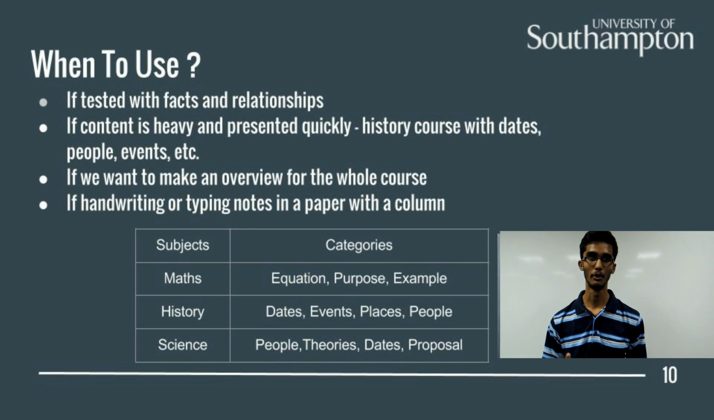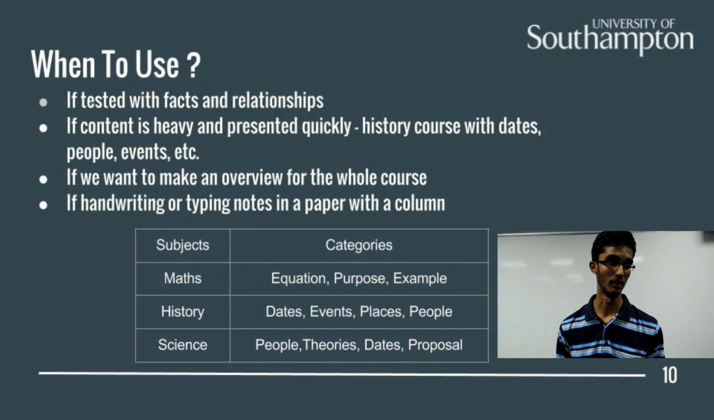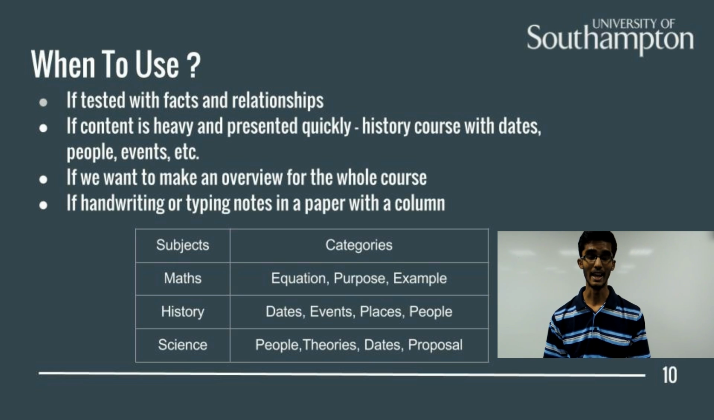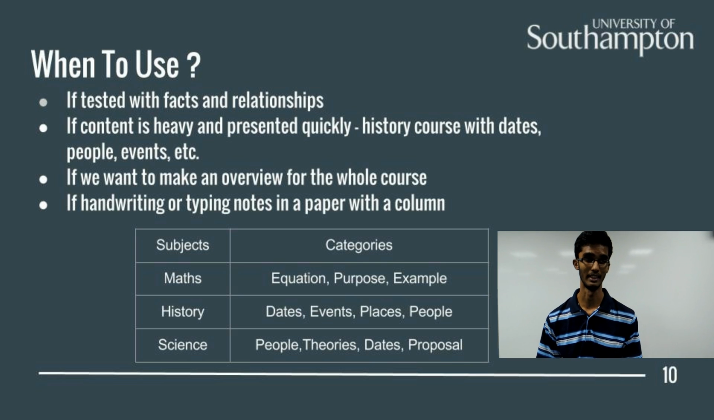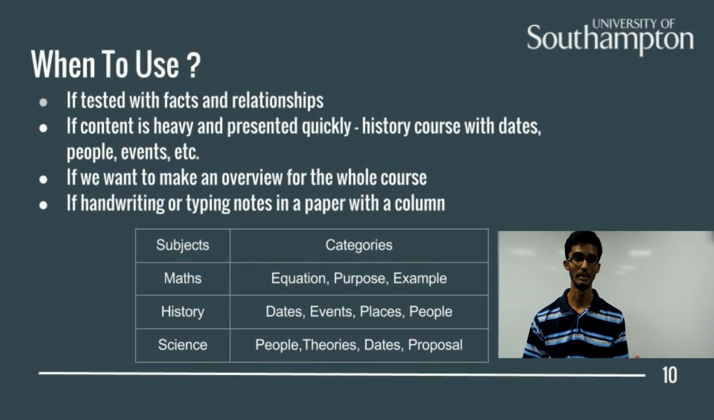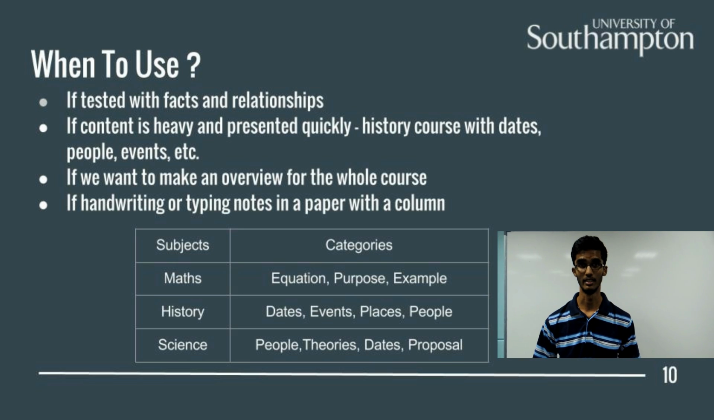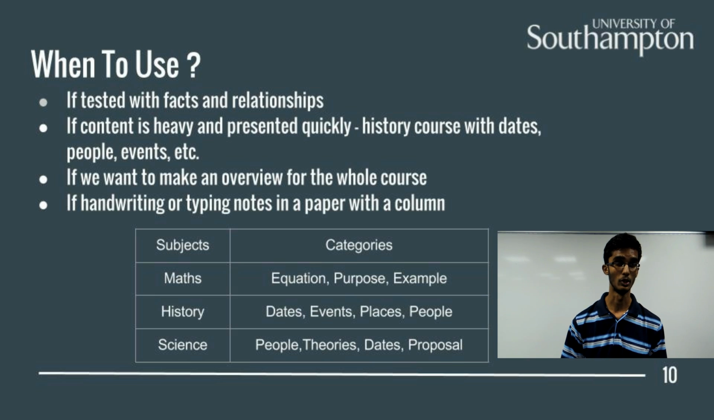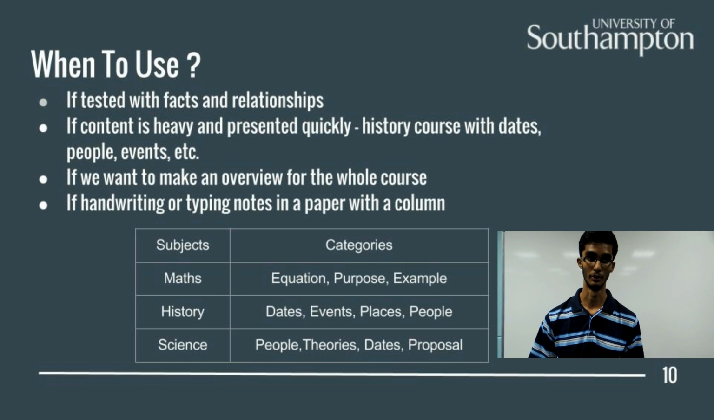Firstly, I'm going to talk about when to use the charting method. Firstly, we use the charting method when we are tested with facts and relationships. Secondly, if the content is heavy and presented quickly, for example in a history course full of dates, people and events, we use the charting method as it's simple and efficient. Thirdly, if you want to make an overview of the whole course in a lesson, we use the charting method. And fourthly, when we're writing by hand or typing notes on a paper with columns, the charting method is the easiest way to record your notes.